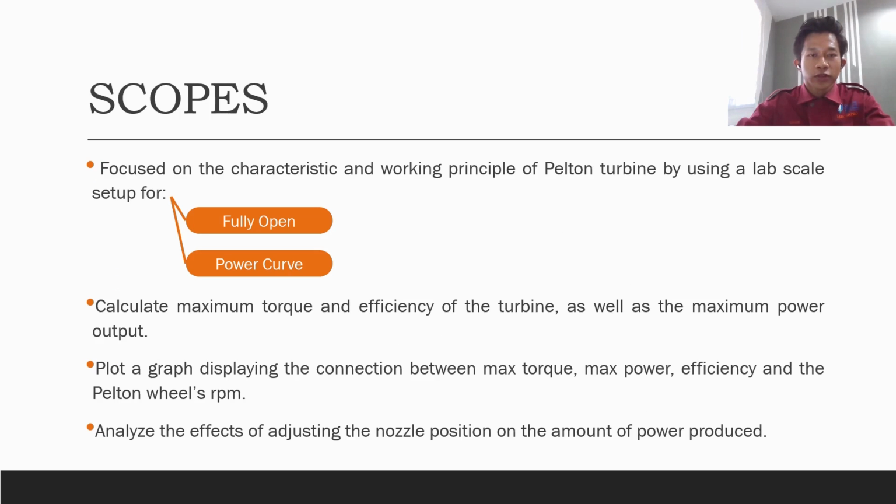For the lab scope, we will focus on examining and learning about the characteristics and working principle of the Pelton turbine for fully open and power curve by using a lab scale setup. The maximum torque, efficiency, and maximum power output of the turbine will be calculated, and a graph displaying the relationship between those values and the Pelton wheel's RPM will be drawn. Furthermore, we will look into the effects of adjusting the nozzle position on the amount of power produced and identify which position generates the least amount of power.